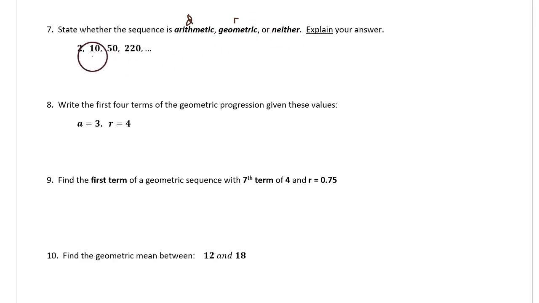So what's happening from term to term? This one here is adding 8, but from 10 to 50 it does not add 8. So arithmetic is out. Now let's check geometric. This is timesing by 5. And then 10 times 5 is 50. And 50 times 5 is 250. Geometric is out. So the answer is neither, because there's no common difference or common ratio.